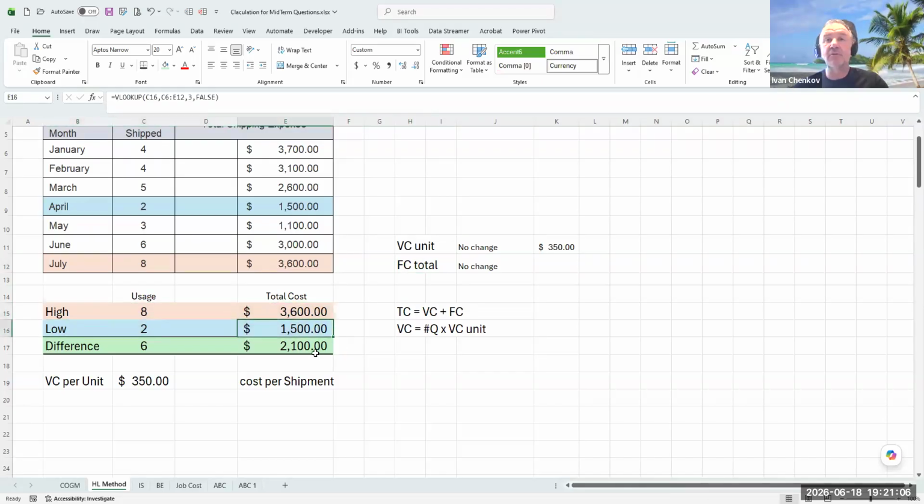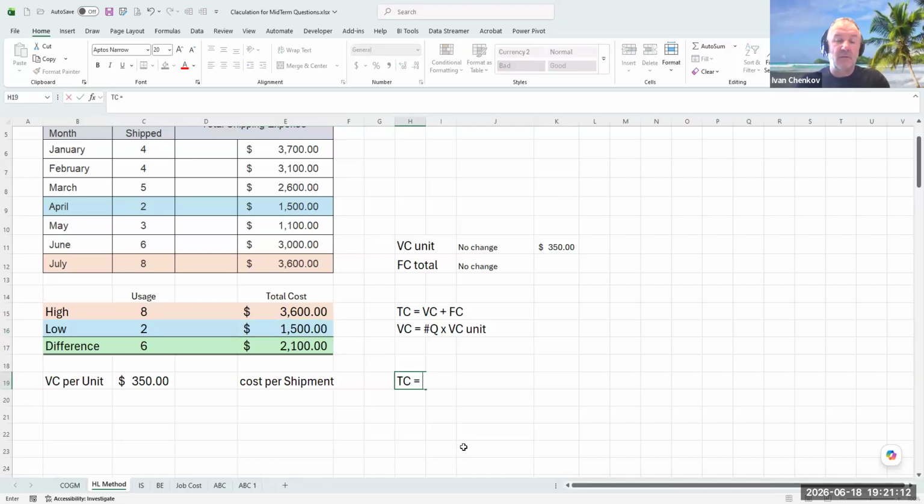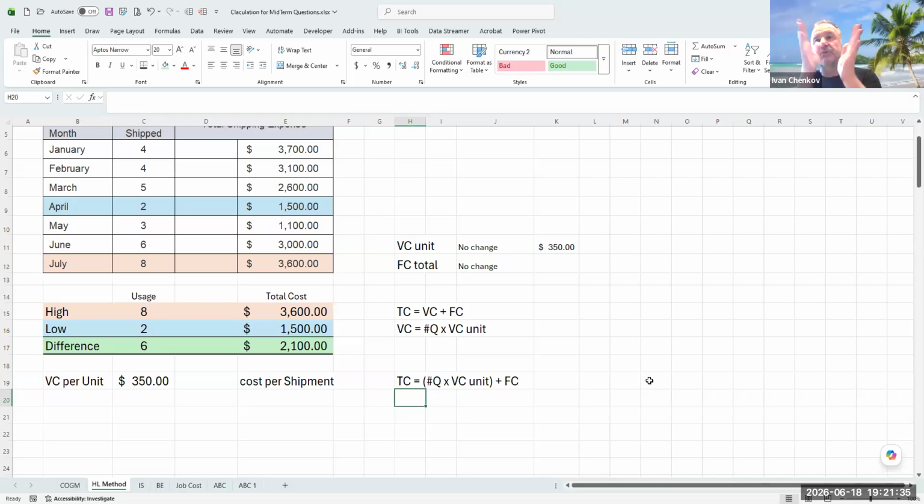In both points, I know the total cost. On both points, I know that total cost is equal to the bracket number of the units that I'm using times the variable cost per unit, which I already know, plus the fixed cost, which I don't know. At either point, which point do you want me to use? Let's not use both. Let's stick with one point. High or low? Okay, let's go with the high. Yesterday we used low. Today let's stay with the high.